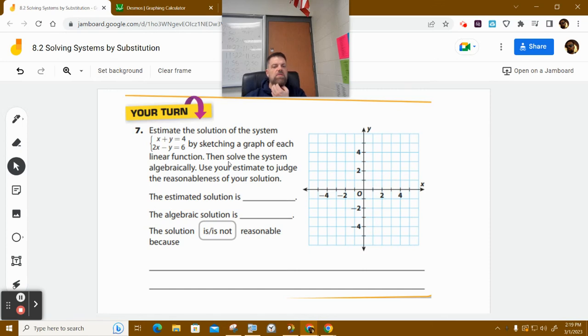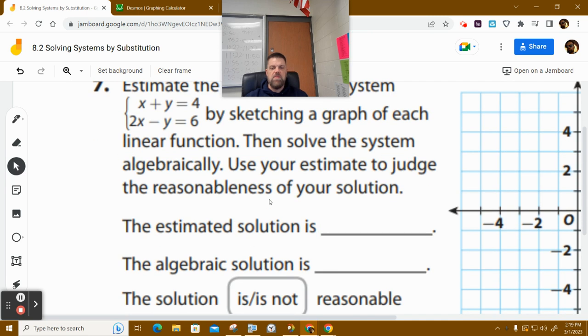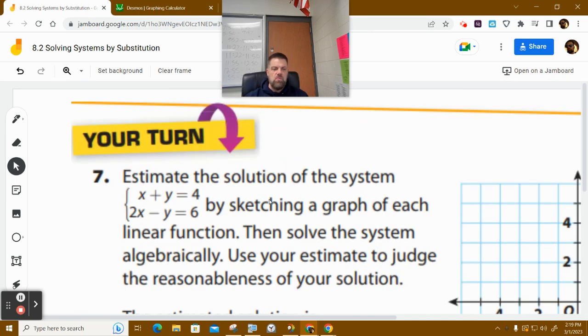All right, for problem number 7, we're going to do more of the same, except the difference is I'm going to sketch the graph. Sketching the graph is awesome, but you guys need a little practice on that. So there's 2 things we're going to do. For the first part, I'm going to take this first equation, which is x plus y is equal to 4.